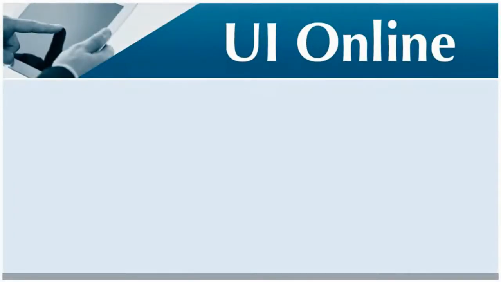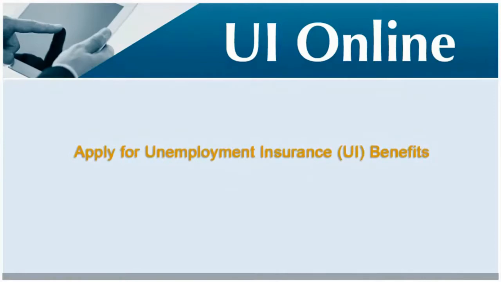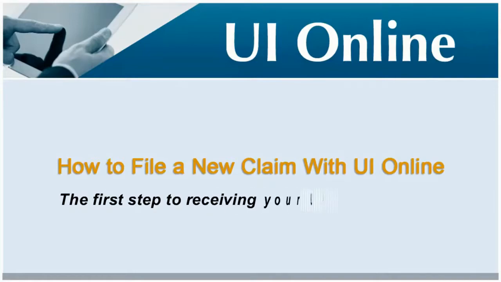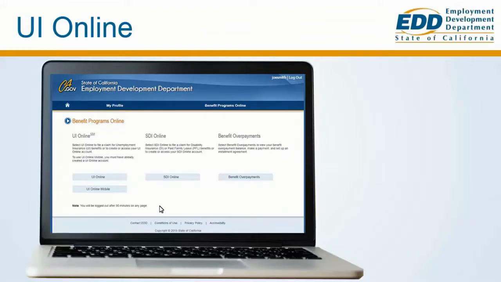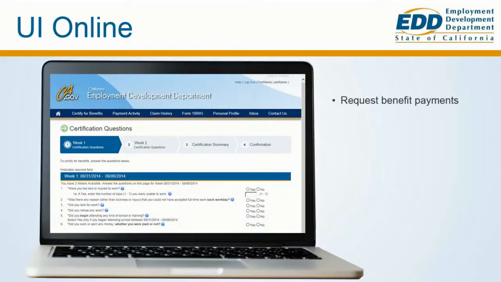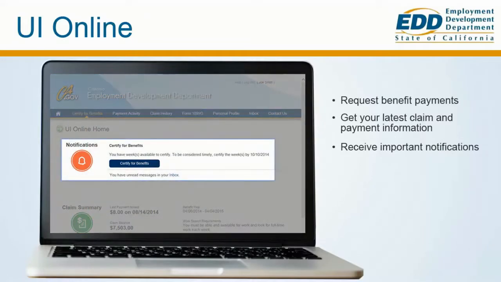Welcome to UI Online, a fast and convenient way to apply for unemployment insurance, UI benefits, and manage your UI claim. In this video, we'll show you how to file a new claim with UI Online, the first step to receiving your UI benefit payments. Once you've filed your claim, you can use UI Online at any time to request benefit payments, get your latest claim and payment information, and more. You'll even receive important notifications to help you keep your claim on track.